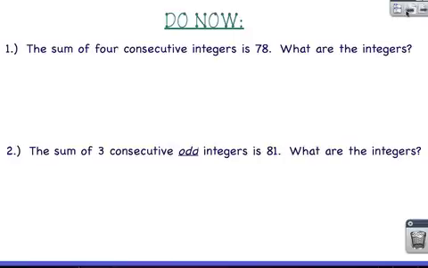Number 1. The sum of 4 consecutive integers is 78. What are the integers? Well, first, we need to define our variables. Let x equal the smallest integer.